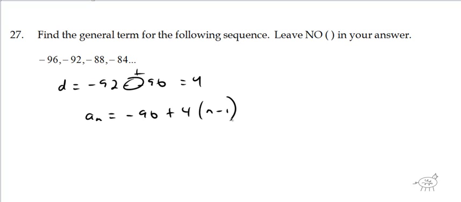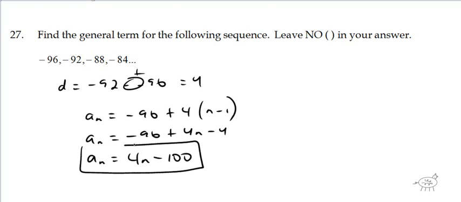If you leave it like this on your quiz or test, you're going to lose a point because it's not simplified. You guys need to simplify it so it's negative 96 plus 4n minus 4. So a sub n, I like putting it in descending order, so 4n minus 100. Okay, and you can even check it by plugging in a couple of values. If I want to plug in, let's say for the first term, well, that's 4 times 1 is 4 minus 100, negative 96. Second term, 4 times 2 is 8. 8 minus 100, negative 92. It's a good way to check it. But this is my general term, a sub n.